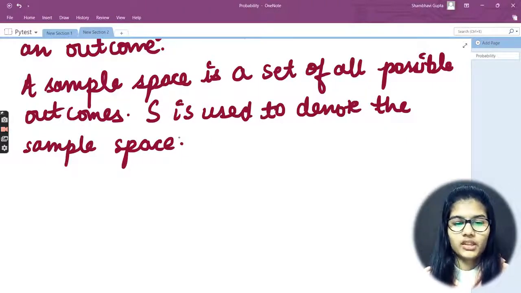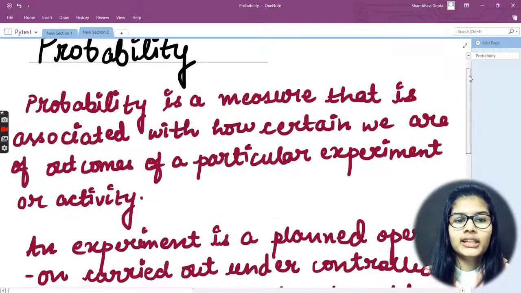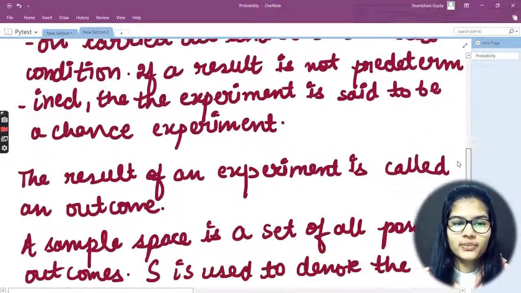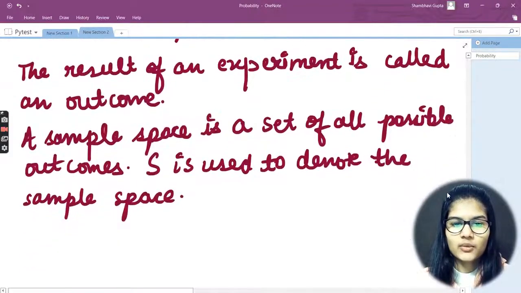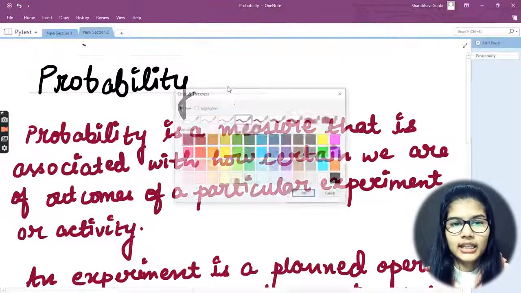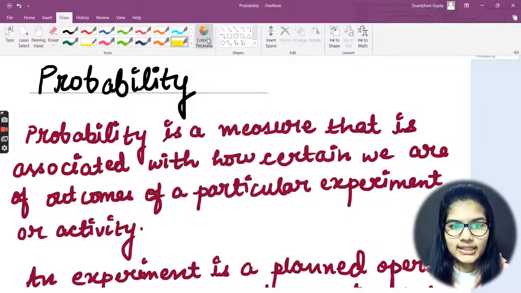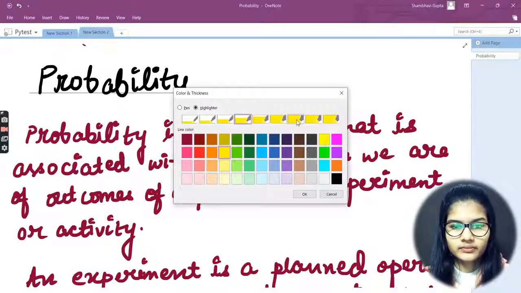I hope I am pretty clear about what a sample space is. Let me get back: what's the probability, what's an experiment, what is an outcome, and what is a sample space? Let me quickly take a highlighter and highlight the important terms, a little thicker one.